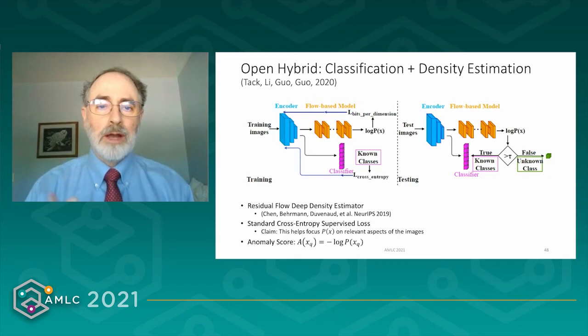Another example is a hybrid network in which they're combining a classifier with the standard cross-entropy loss with a flow-based density model. Now we're calculating, they write this as log p of x, but it's really log p of z, where z is the latent representation, right? Because we're starting with the latent representation here, which is a much more sensible idea.